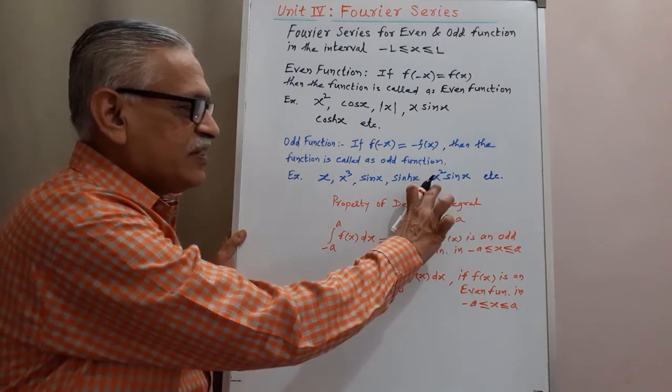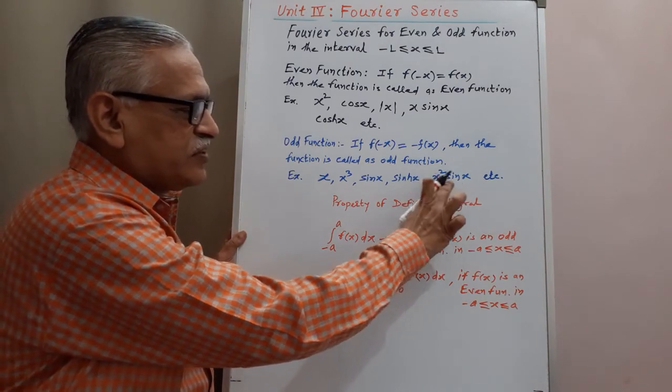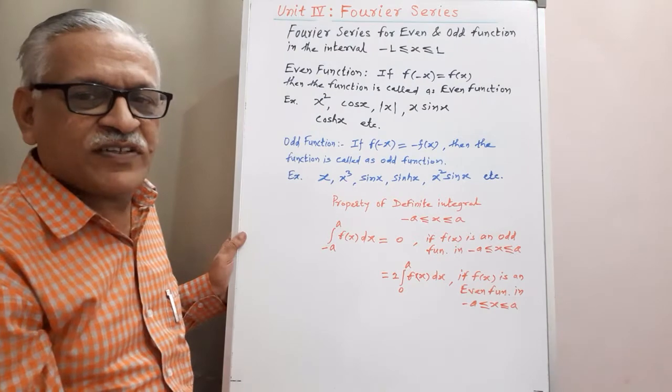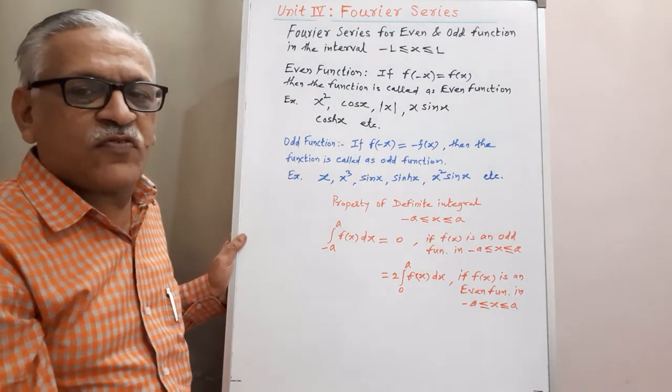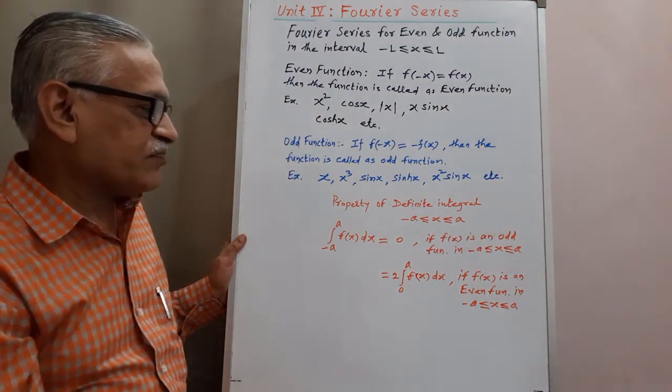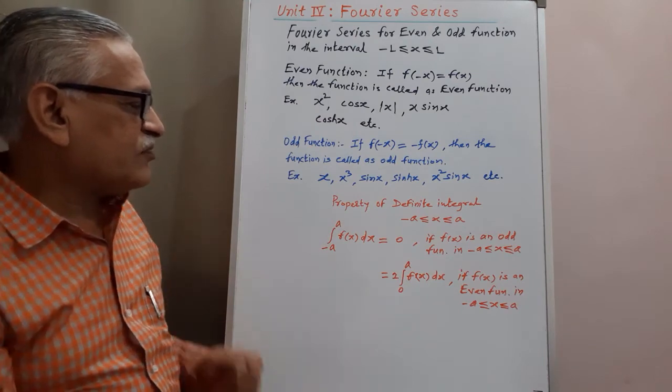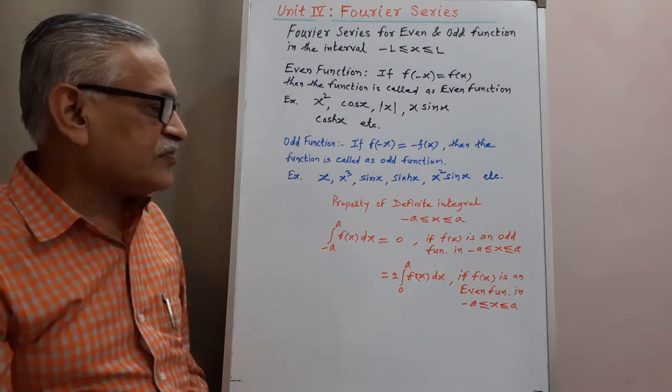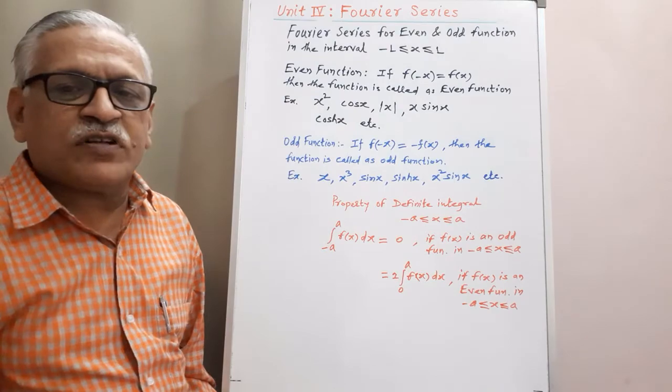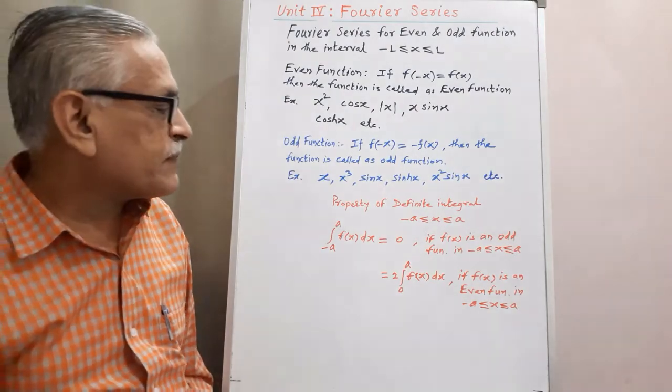In this last example, x square is an even function, sin x is an odd function. A product of even and odd function is an odd function. Then we use one important property of definite integral.